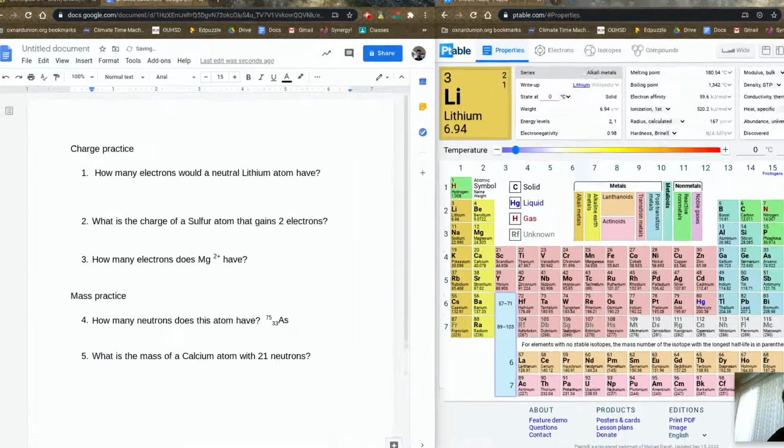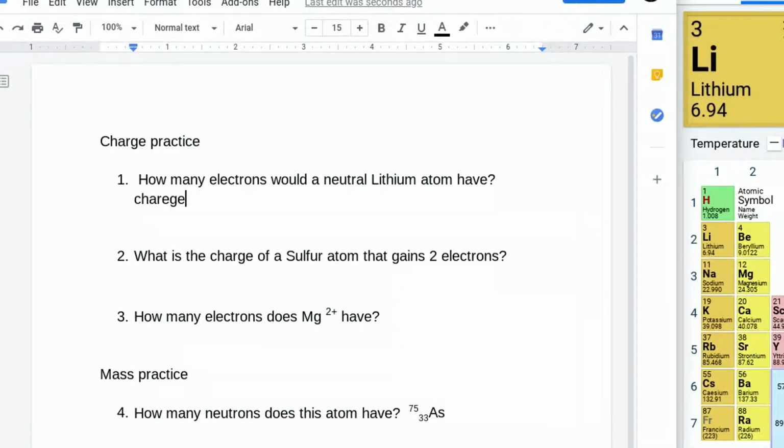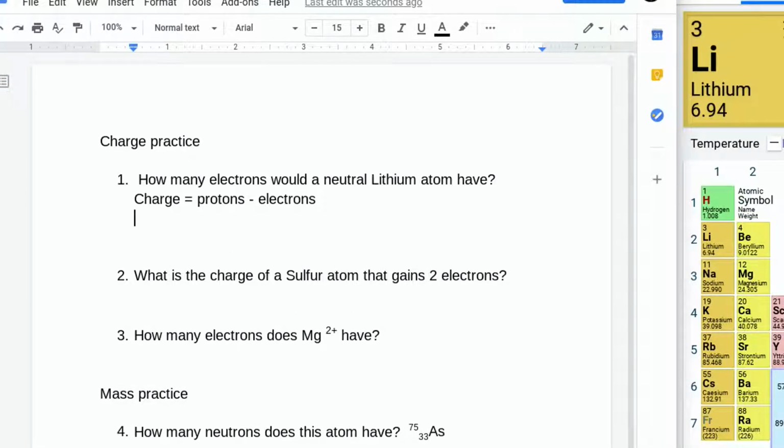So if it has 3 protons to start off, because our charge is equal to protons minus electrons. So right now it has 3 protons, and we want a neutral charge, so 3 minus what equals 0? Well, 3 minus 3 equals 0. So the answer is 3 electrons. Let's try the next one.